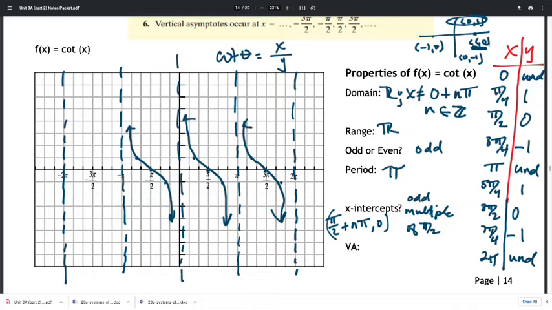You have vertical asymptotes at 0, that's where the first one starts, plus n pi. Again, we get that number right there, the pi, from whatever your period is. And that's the cotangent graph.